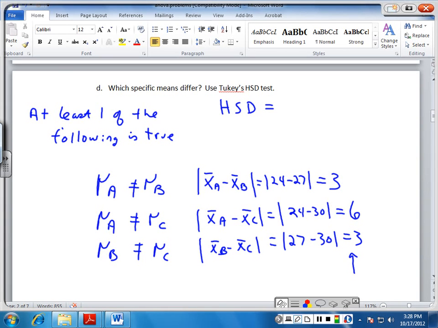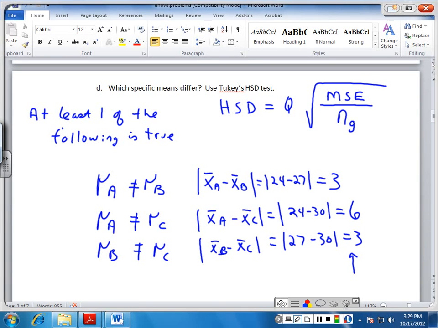Well, anyway, it's equal to Q, which is a number we'll look up from, surprisingly, the Q table. That's a well-hidden kind of thing. It's equal to Q times the square root of MSE over N. I'll call that NG. It's the size of the sample that you had in each group, so it could be NA, NB, NC, any one of those. It's going to be 10 in this problem. That was the number that we had in each sample.